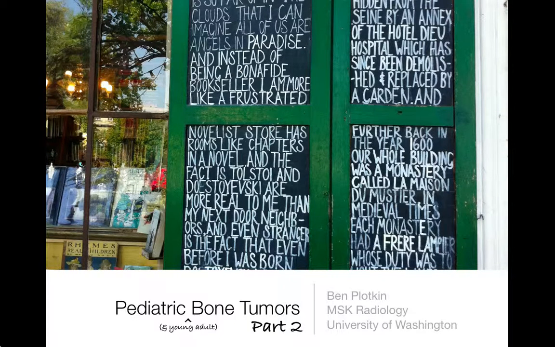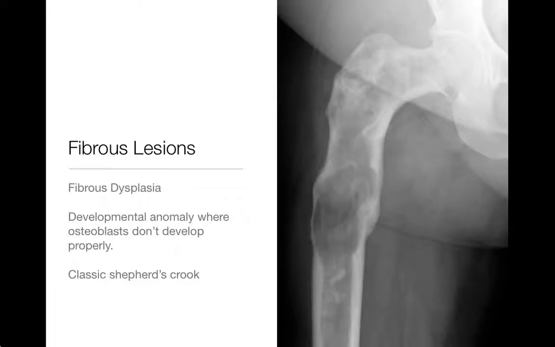All right, welcome back. This is part two of pediatric bone tumors. We're going to finish talking about the different types of bone tumors, which are commonly found in children and in young adults. Last time we just ended with talking about non-ossifying fibromas or fibrous xanthomas. We'll finish up talking about the other main fibrous lesion, which is fibrous dysplasia.